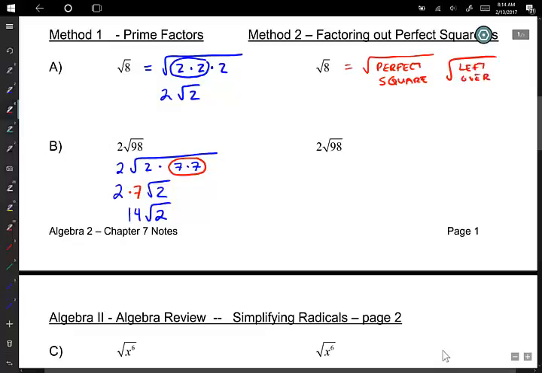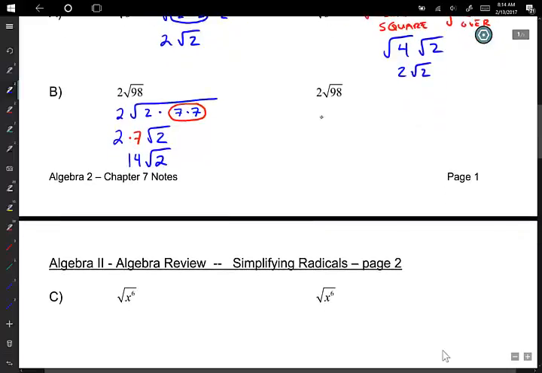And this method, I think, is going to help you tremendously as you go. So the perfect square that goes into 8, obviously, is 4. What's left over is 2. And so you guys know that means that's 2 squared to 2. The perfect square that goes into 98 is 49. What's left over is 2. So the square root of 49 is 7. So you get 14 root 2.